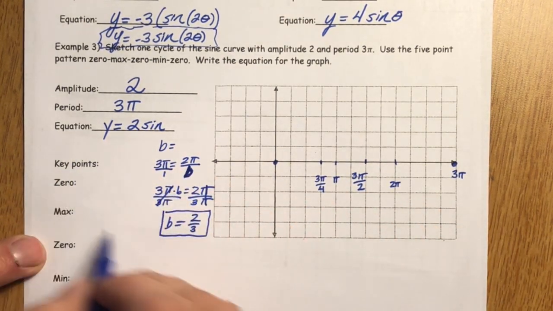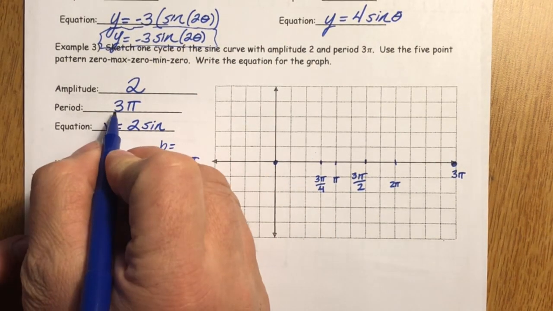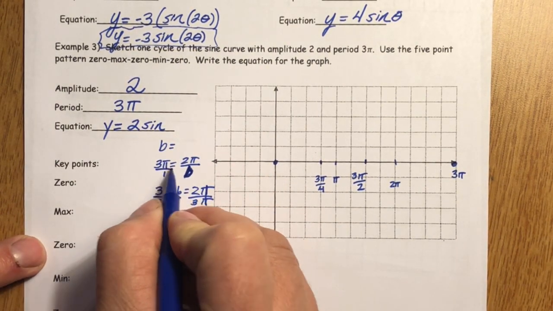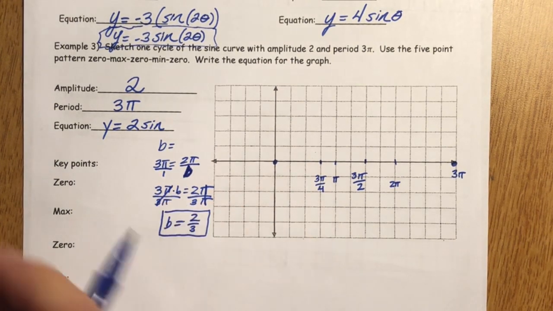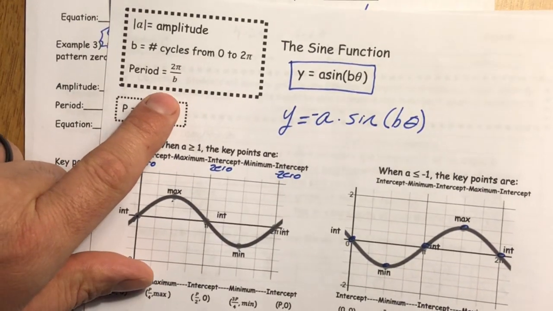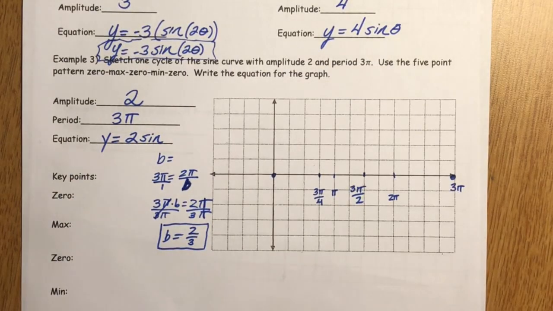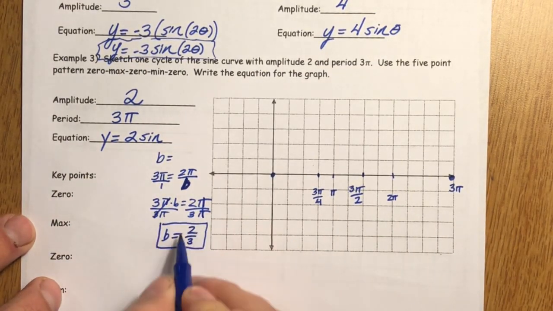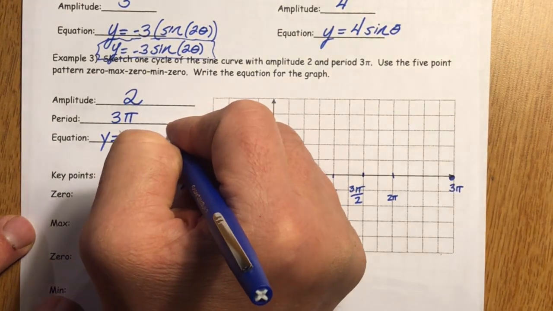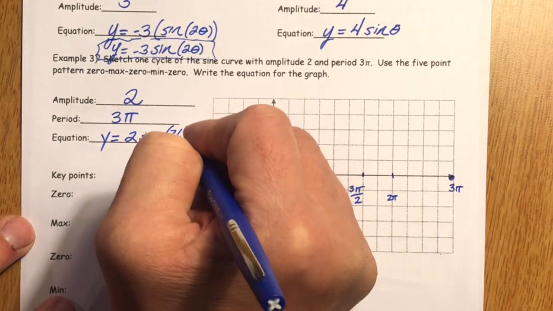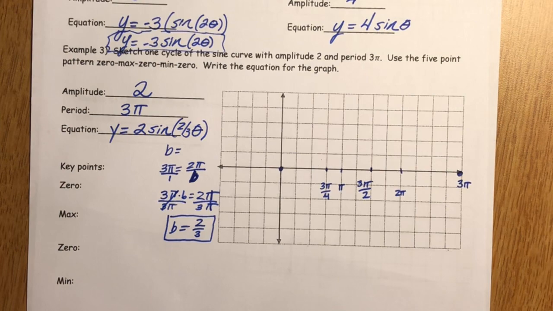All right, so just revisit this, guys. What I did, and this is kind of a hard concept to grasp, okay? I knew what the period was, so I took the period and set it equal to 2 pi over b. And the reason why I did that is because that's the way that we find the period, 2 pi over b. So I cross multiplied, solved for b, and that gave me my b. Now what that does is it gives me a chance to plug that in: 2/3 times theta. And there's my equation.